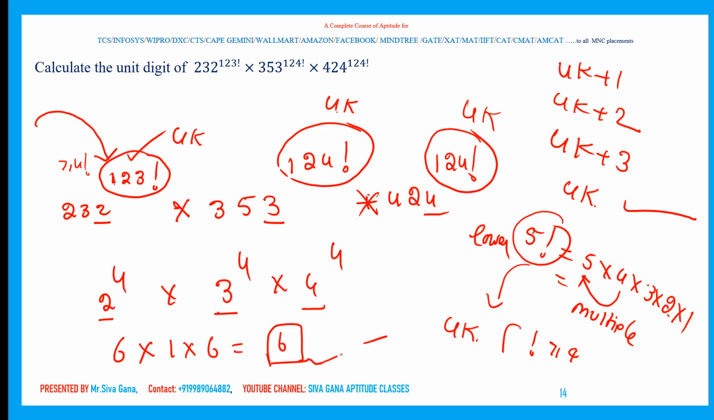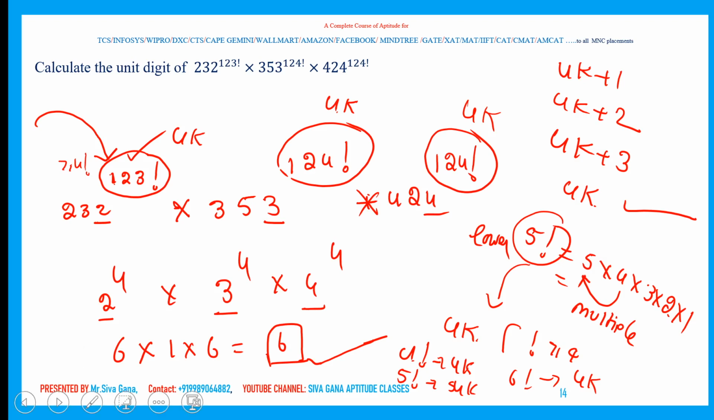So if the factorial is given, just consider it as a 4k form, because the factorials from 4 onwards, 4 factorial is in 4k form, 5 factorial is in 4k form, 6 factorial is in 4k form. From 4 factorial onwards, all the factorials are in 4k form. So a power 4k unit digit is the same as a power 4. That is the reason why.